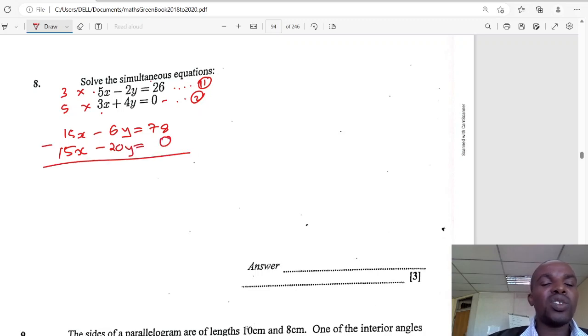Then you subtract so that you can remove x. 15x minus 15x. Then minus 6y minus 20y. It's the same as 20 minus 6, which is 14. 14y is equal to 78. Then divide by 14 both sides. Right, can 14 get into this item? Let's say 7. No, 7 can't.